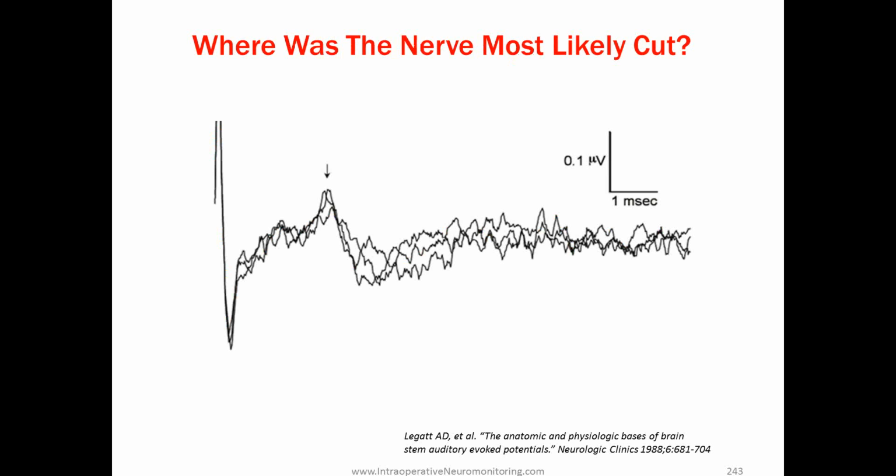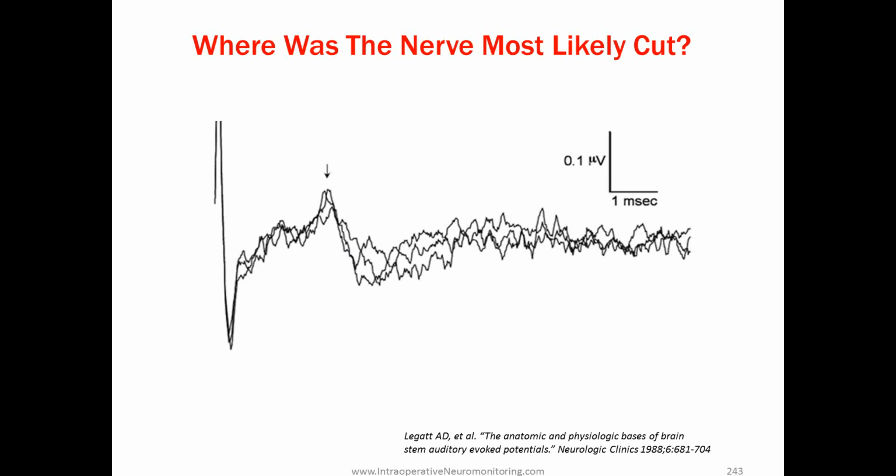So where was this nerve most likely cut? If we look, this is a very grainy, poorly filtered type ABR. If we look over to the right, we can kind of orient ourselves as to time. This is probably coming somewhere around 2, maybe a little less than that. That makes me suspect that this is wave 1.